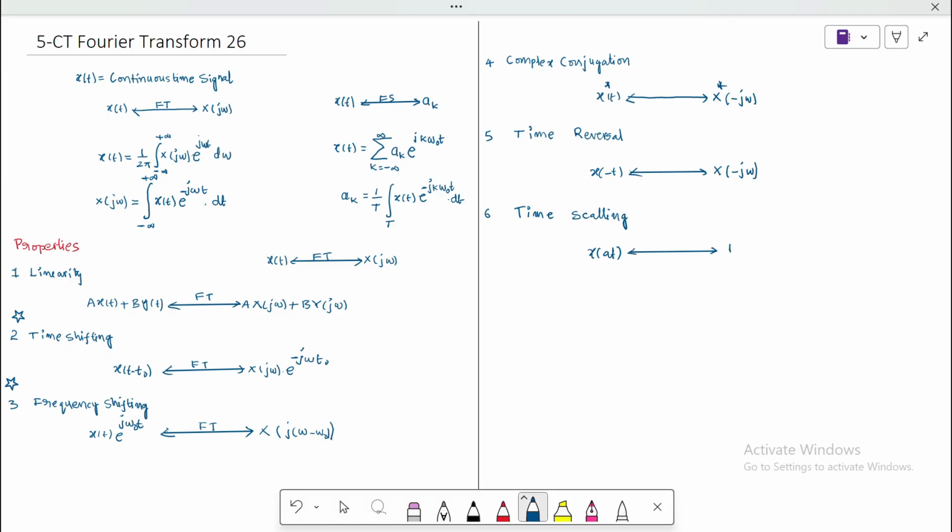So the time scaling is 1 by mod a, x of j omega by a. In Laplace it is also the same property. So time scaling is very, very important. You should remember this. It's a very, very important time scaling property.